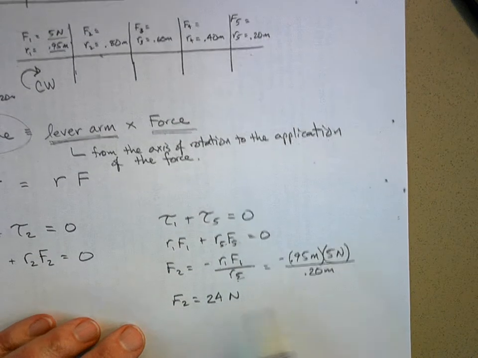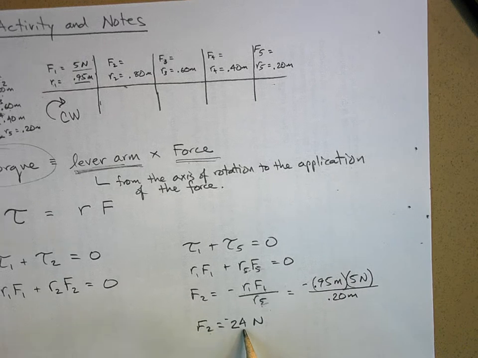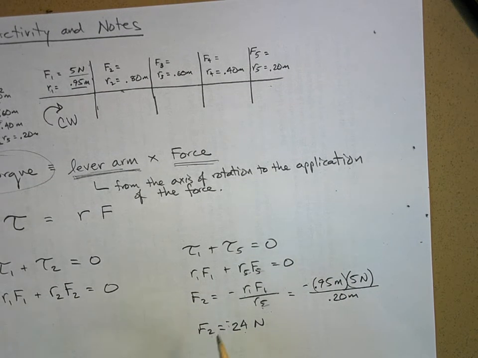Now, what about this negative? What does that negative mean? Well, it just means that F2 has to be in the opposite direction as F1. F1 was to the left, so F2 has to be to the right, or in the opposite direction. That's all that means.